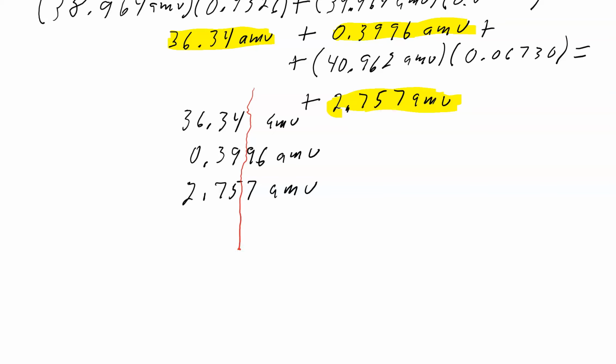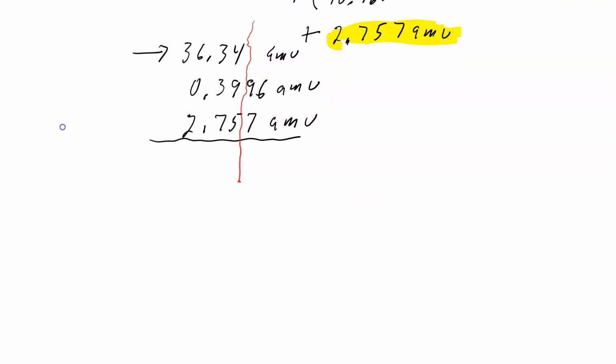Our rules for significant figures: adding numbers, we're going to round our answer to only 2 decimal places because our least precise number, which is the contribution from the first isotope, has only 2 decimal places. So when we add these and round to the correct number of decimal places, we get a value of 39.49 atomic mass units.